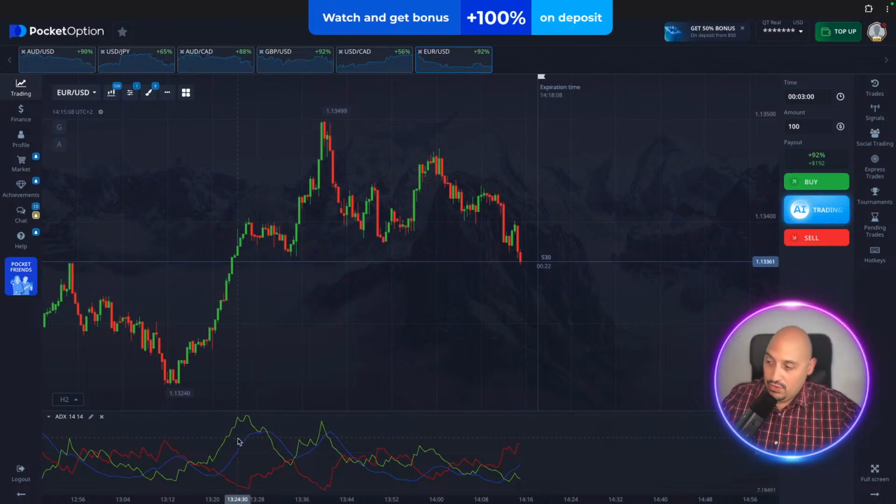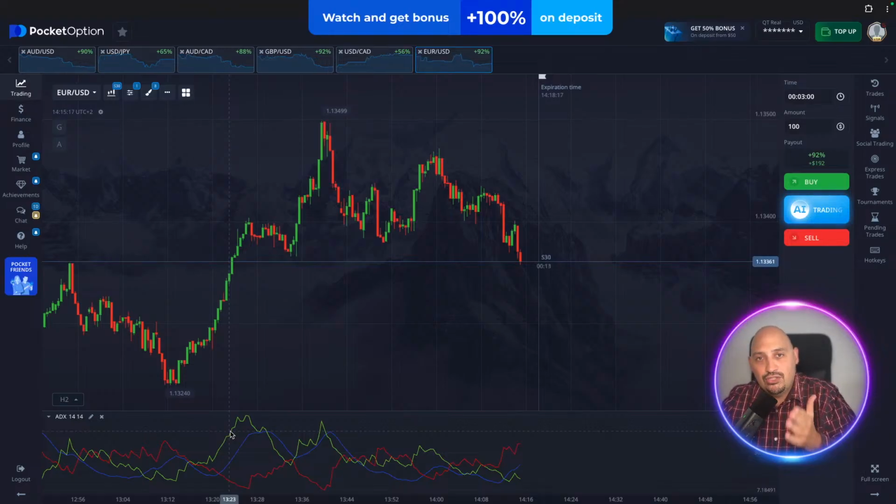But we also have the green lines and the red lines. Like I said earlier, the plus DI is the green line, which is telling me that the direction of the trend is upwards. So if it moves upwards, the direction of the trend is upwards.